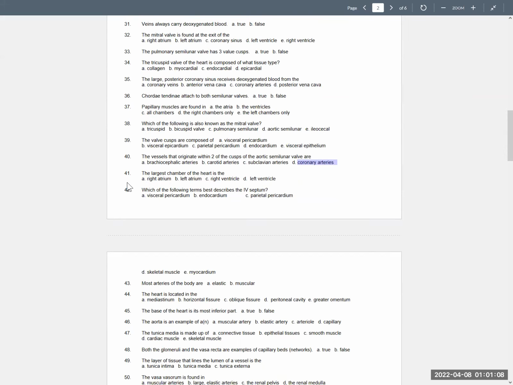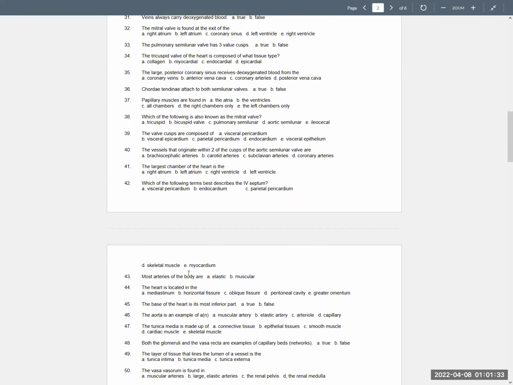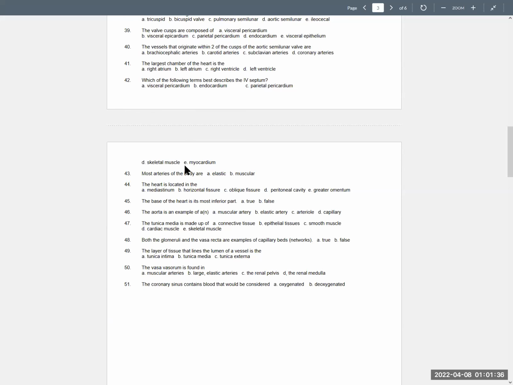41, largest chamber of the heart, left ventricle. 42. Which of the following terms best describes the IV septum? Okay, now we're looking at pericardium. We're doing it backwards. Endocardium and visceral pericardium. You know what? The correct answer is skip down a page down here. It's one of these two. The IV septum is best described as muscle, myocardium.